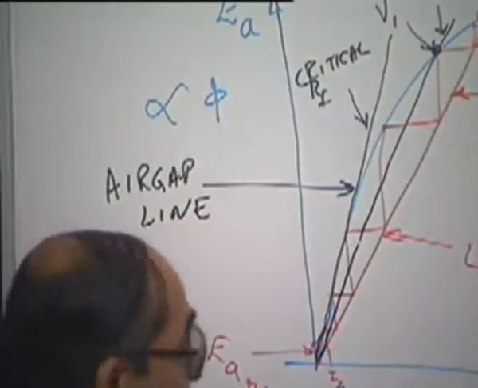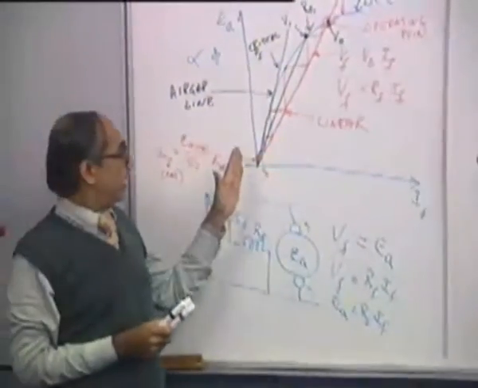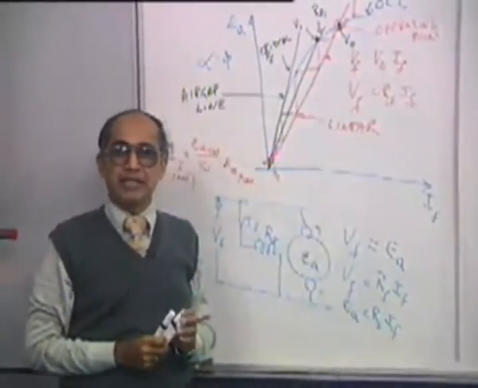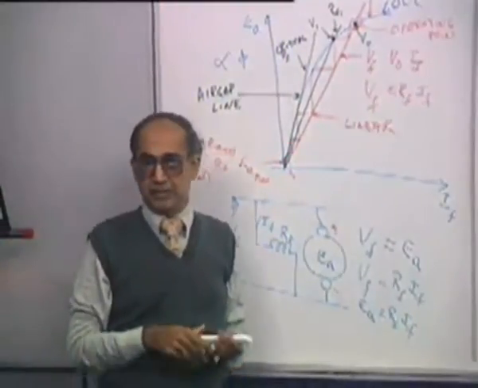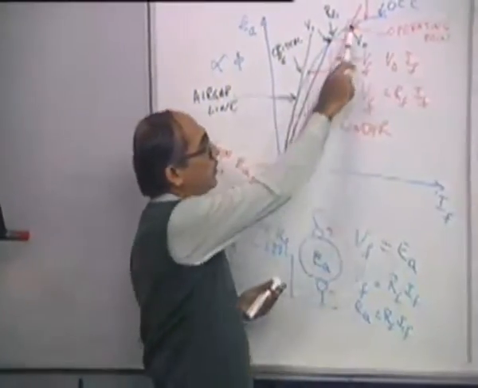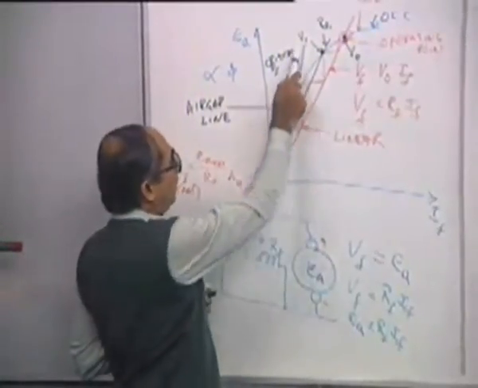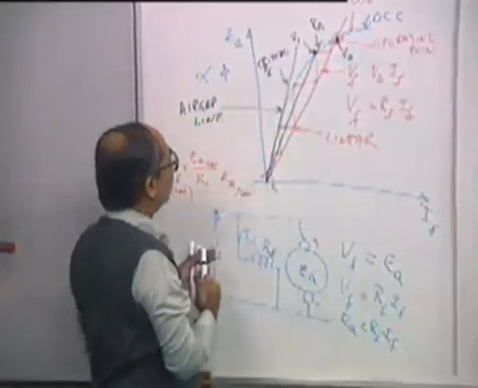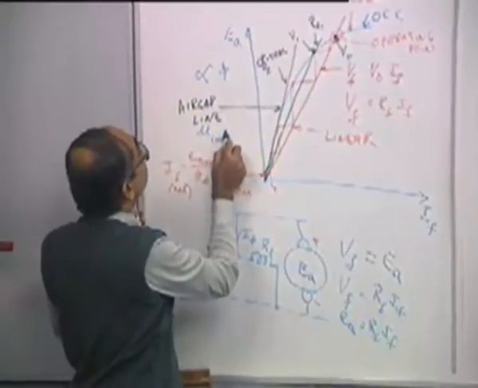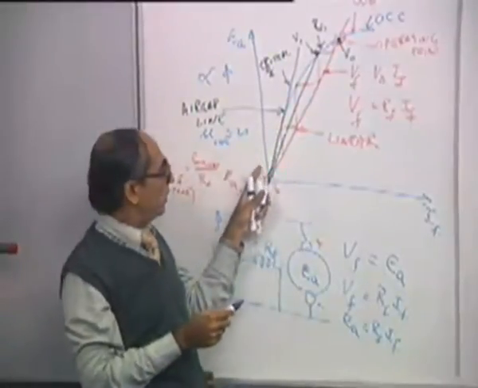Why do we call it the air gap line? At low saturation, basically the flux is decided by the air gap reluctance. At high saturation, apart from the air gap reluctance, there will be reluctance provided by the iron path of the poles and the armature. Therefore, under saturation the reluctance is likely to be higher, so this will be the saturated zone. Here the iron reluctance is low, you can say mu of the iron is more or less equal to infinity. Iron is highly permeable.